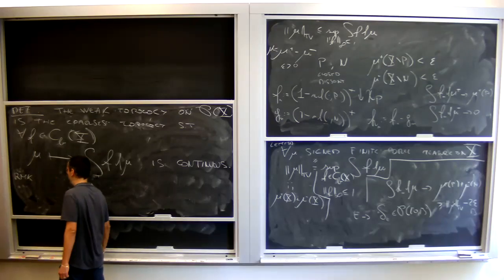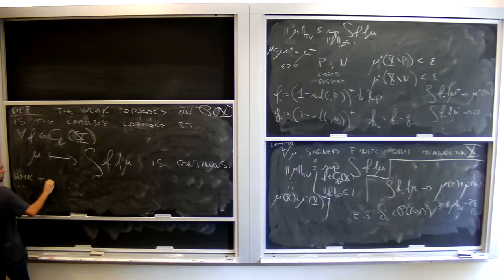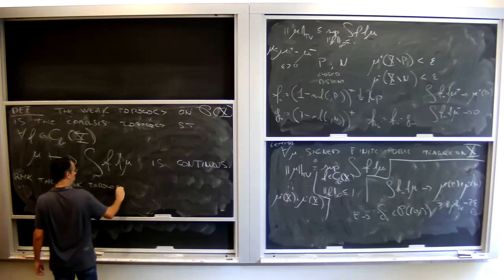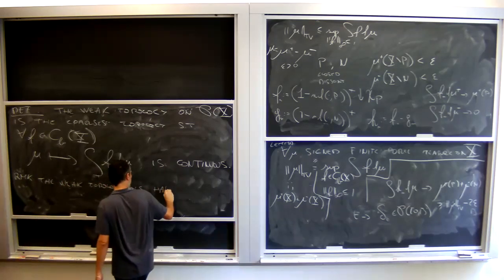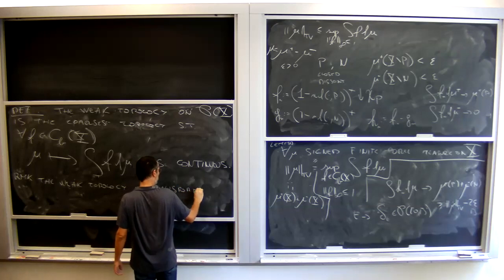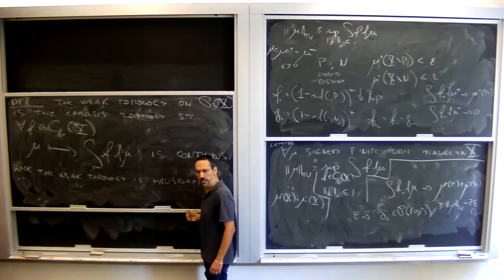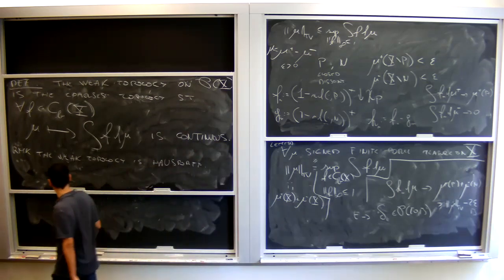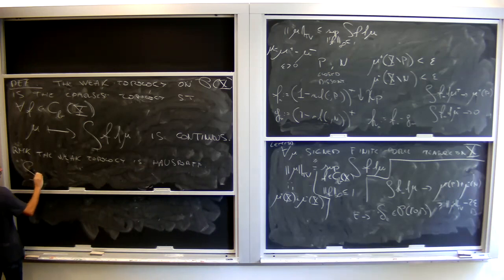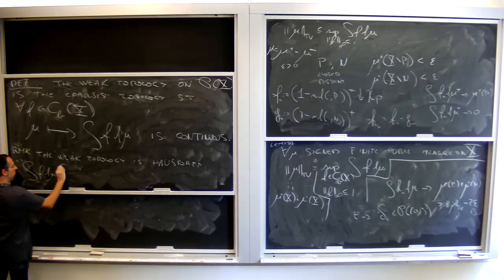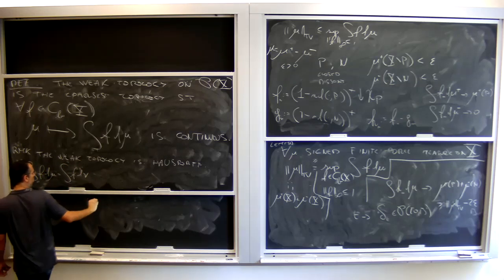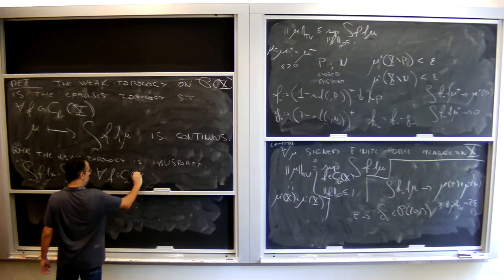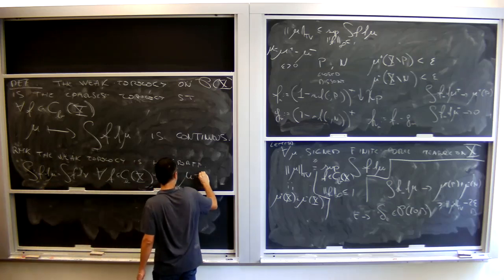What I want to remark is that this topology is out, the weak topology is out. How can I prove this? Well, it is sufficient to prove the following fact: if the integral of f dμ is equal to the integral of f dν for every f in CB, then actually μ must be equal to ν.